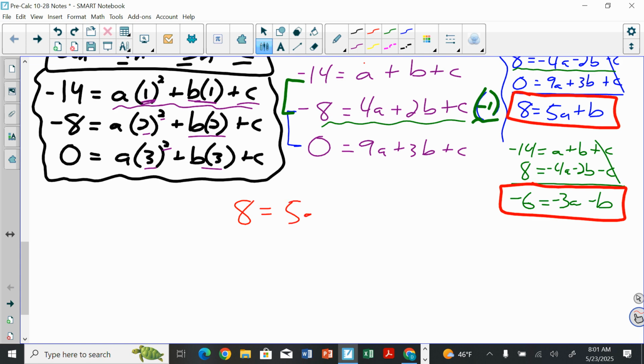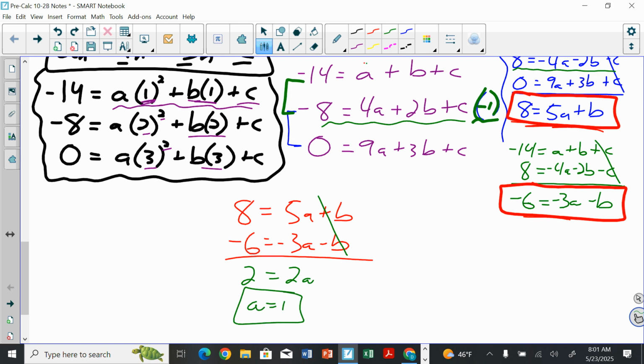So I take this first one right here, 8 equals 5A plus B. I'm going to take the second one right here, -6 equals -3A minus B. And now I'm going to work to eliminate those. Well, it looks like it's already set up. It's nicely set up for us because the B, I have a positive and I have a negative here. So those will eliminate right away. So then I'm going to end up with 2 here equals 2A. And so now I can solve for A right now. A equals 1. Okay, so that's good.